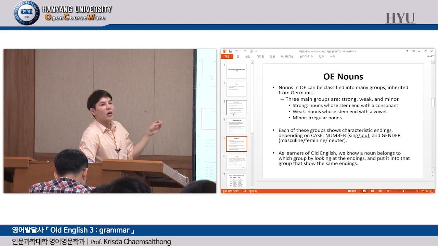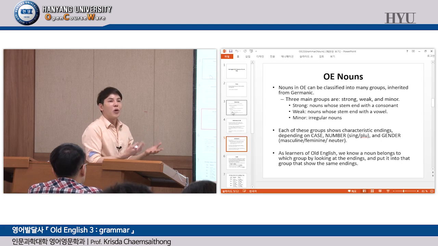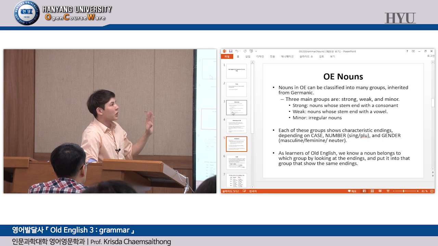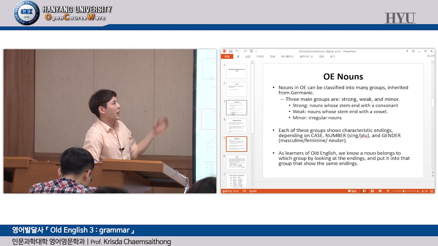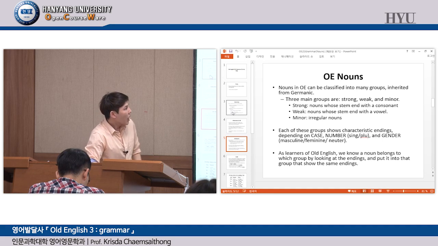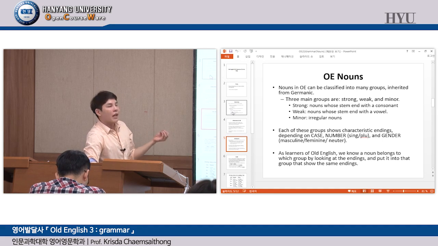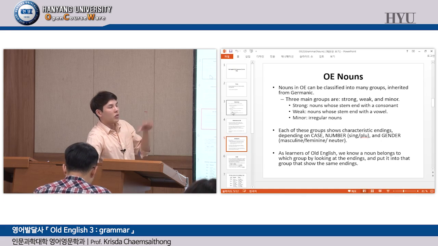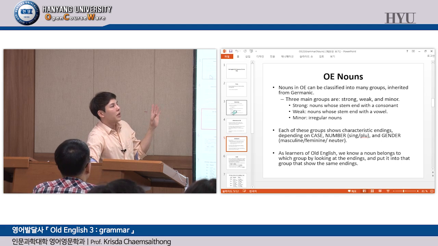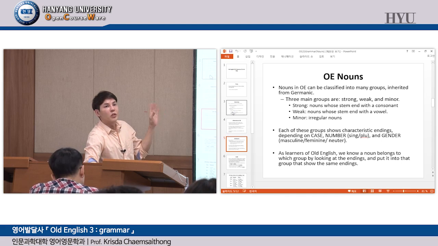So weak or strong, they are just names, just labels. There's nothing healthy or wholesome about these nouns, so don't think about the meaning. Strong here just means they are the majority, and weak nouns are the minority, and minor are just irregulars. Now, strong nouns are nouns whose stem ends with a consonant. This is from Germanic, and most of the nouns will end with a consonant, so we call them strong nouns.